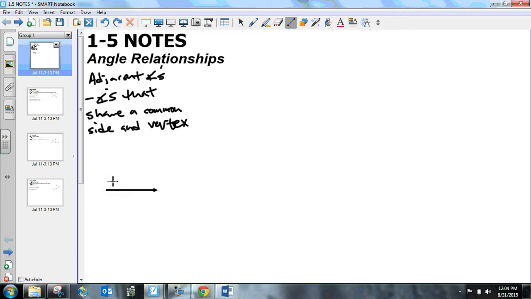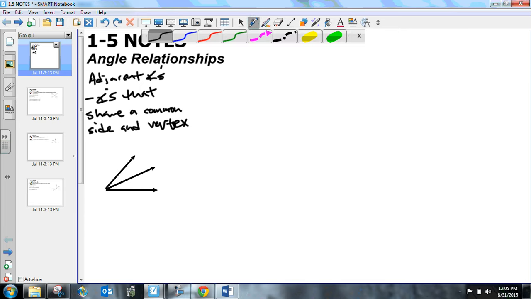Okay, so I'm just going to make an arbitrary angle here, and then I'm going to have one that's inside of it. So here's what I know. I'm going to call this angle 1 right here, call this angle 2, and the whole angle here I'm going to call angle 3. Now the thing is they share a common vertex and they share a common side. So if they share a vertex and a side, then they are adjacent, and adjacent means next to. So these two angles are next to each other.